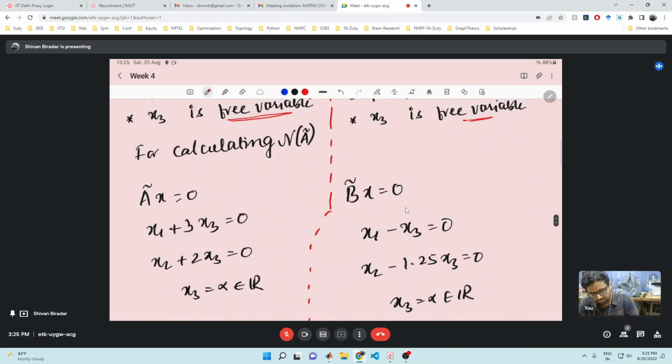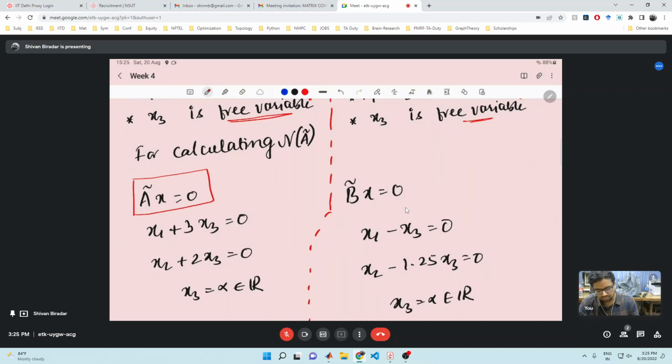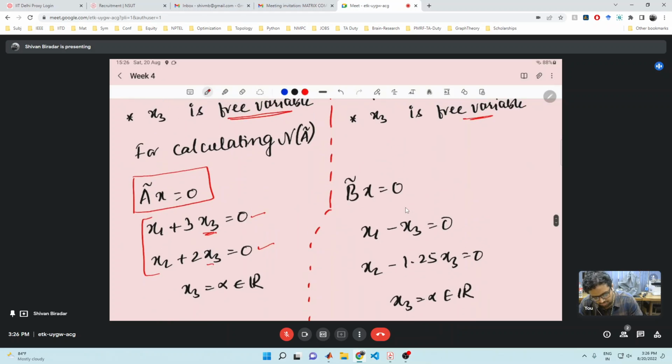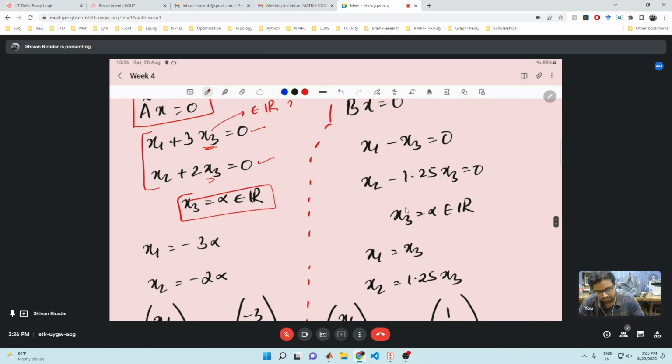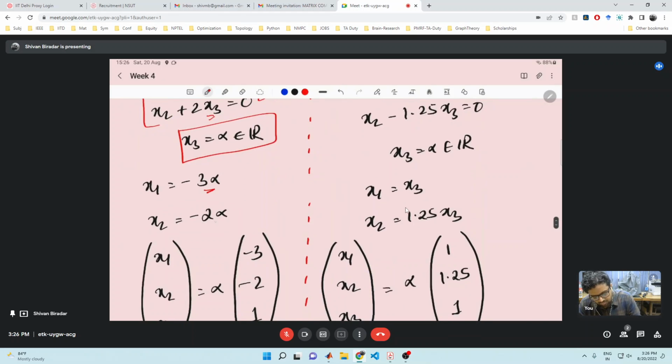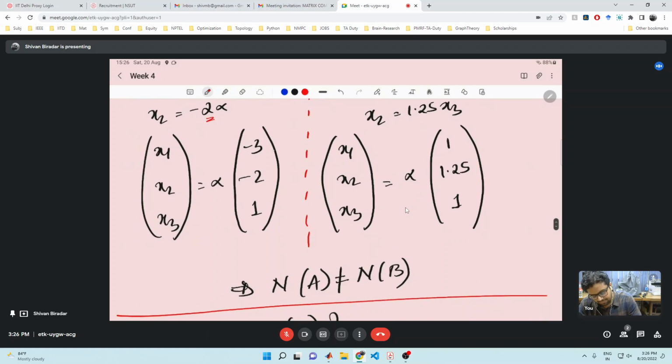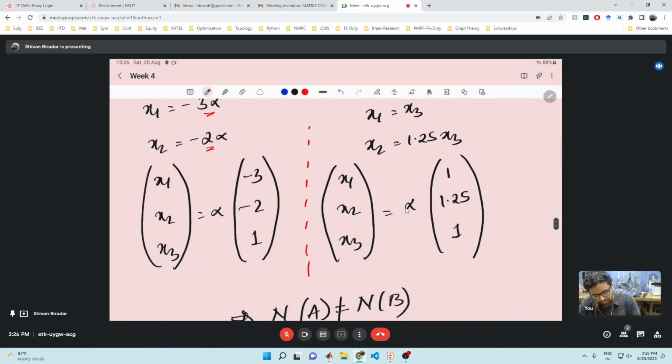So for calculating the null space of A tilde, you will have to get into this form. Solving this would give us two equations: x1 plus 3x3 equal to 0, x2 plus 2x3 equal to 0. Here x3 is your free variable, which means it can take any real value. So let us say x3 is alpha, which belongs to the real numbers. x1 equal to minus 3 alpha, x2 is equal to minus 2 alpha from these equations, and x3 is alpha.